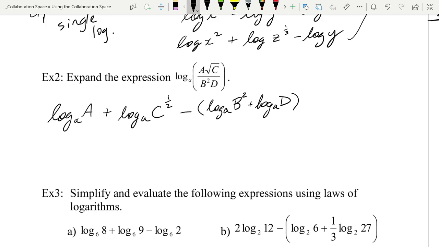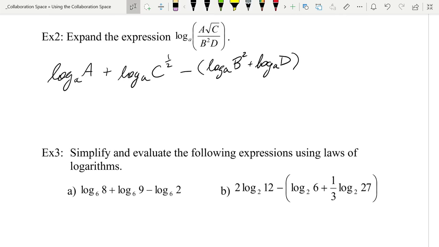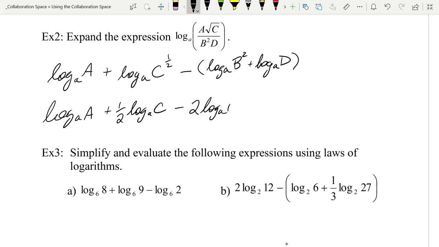First of all, there's another log law I can use: exponents can become coefficients. So I'm going to do that. The second thing I can do is get rid of the bracket. So I'm going to do those two steps at once. So that's log to the base a of a plus 1/2 log to the base a of c minus 2 times log to the base a of b minus log to the base a of d. There. That's as expanded as I think it can get.